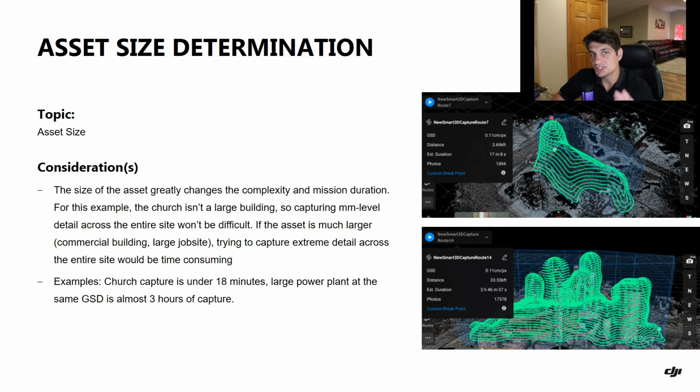But if we want the same GSD, ground sampling distance, but we're flying a much larger asset size, that can take up to 2 hours and 46 minutes if we're trying to capture this entire hydroelectric facility that you see in the bottom screenshot. So really understanding how large your asset is before you go out, or before you make any sort of guarantee on what the quality of the data is going to be, is very important.